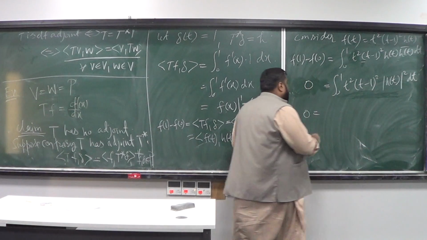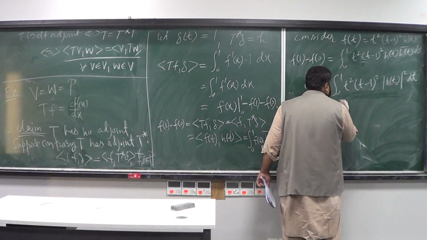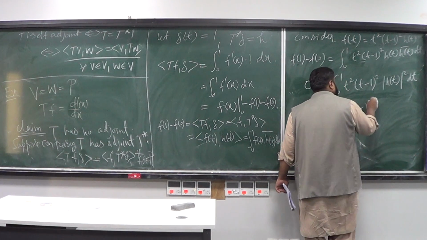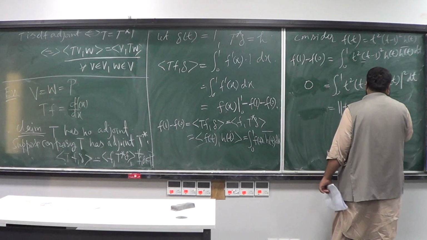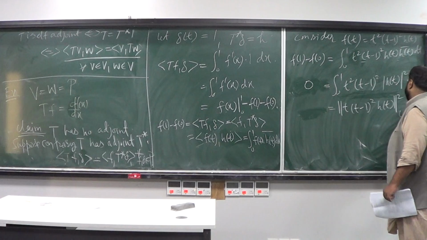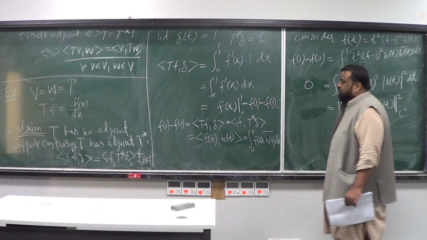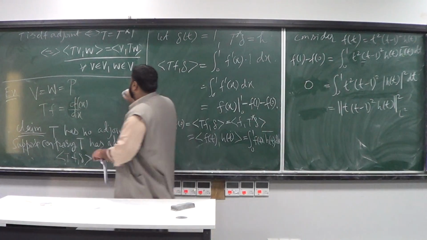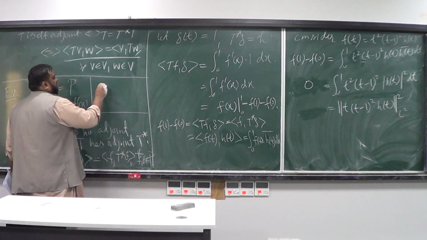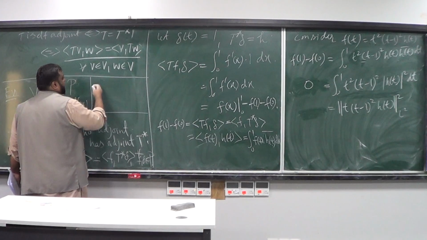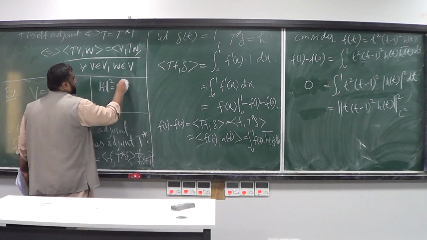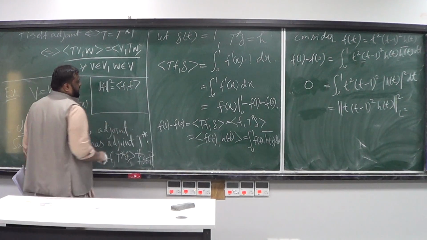Okay? Or you can also write this as equal to t times (t minus 1) square times h of t, and the norm of it square, and this norm is the L2 norm. And what do you mean by L2 norm? If you remember, so the inner product, what is the meaning of norm? Norm of f square means the inner product of f with f actually.